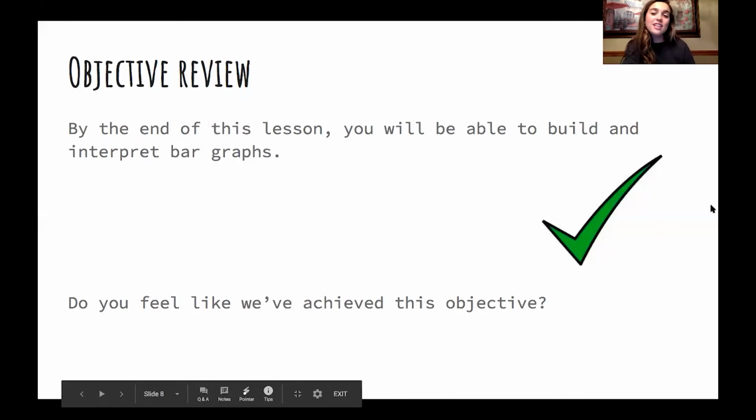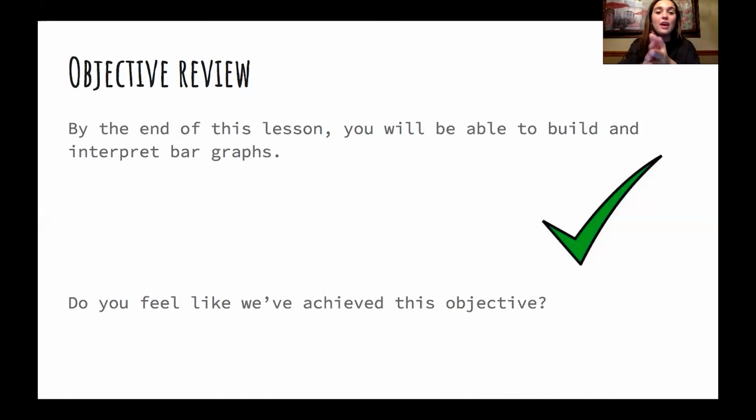I'm going to go ahead and share my screen with you guys again so we can go over our objective for the day and then we will be finished. So here is our review. Our objective today was by the end of this lesson, you will be able to build and interpret bar graphs. Do you all feel like we have reached this objective? Give me a thumbs up if yes, a thumbs down if no. Hopefully you guys are all giving me a thumbs up right now.